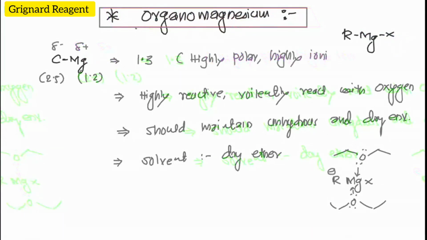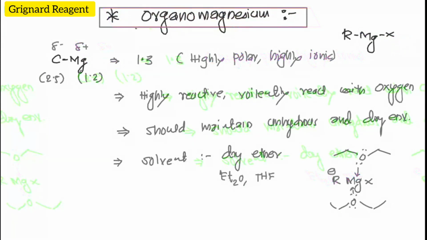and highly ionic, based on that 1.3. So it's highly reactive and reacts violently with water and oxygen. That's why we should maintain anhydrous conditions and a dry environment, and for that purpose we use ether as a solvent. Examples are diethyl ether, Et2O, then THF, etc. This is the introductory part about organomagnesium.